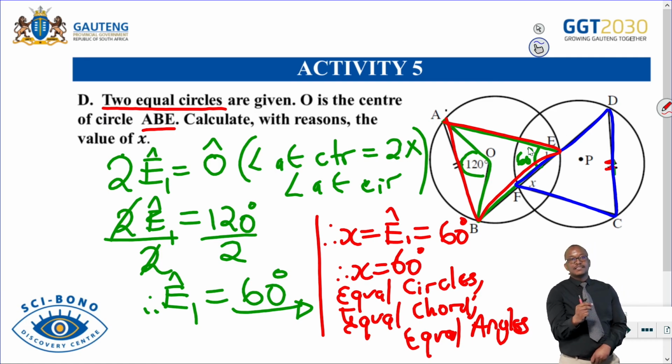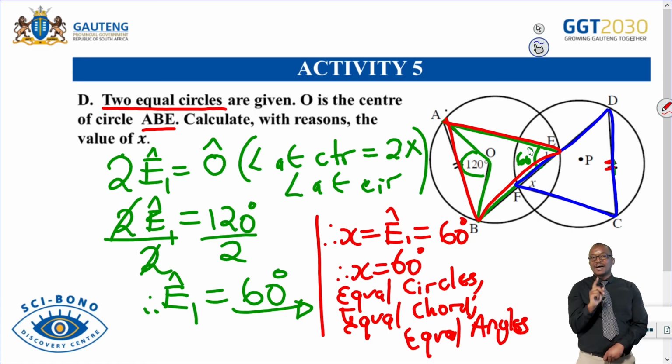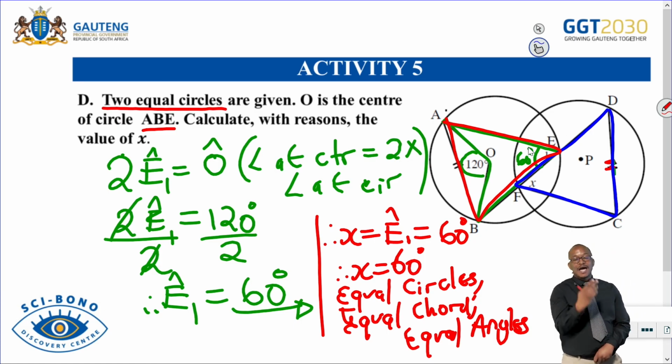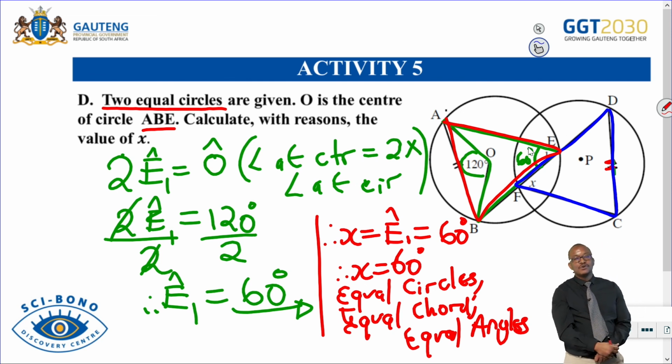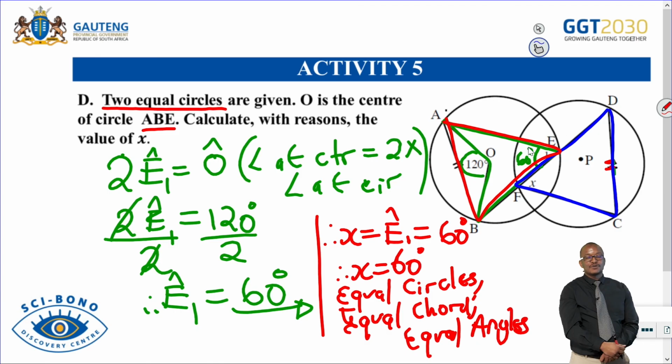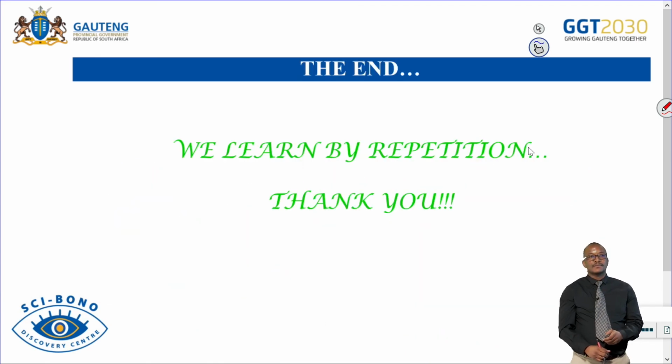So that's how you interpret and solve this type of question. You see that to get X, we can't just go straight and solve for X. We need to apply other theorems first, according to how the diagram is given. This is the end of our lesson. And remember, we learn by repetition. Repeat these theorems over and over again to understand them. Thank you.